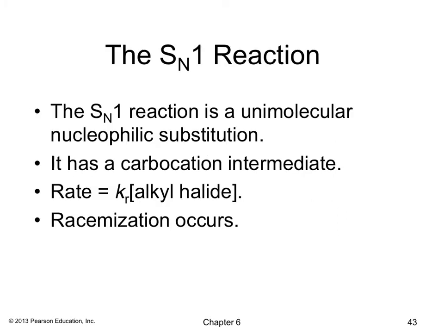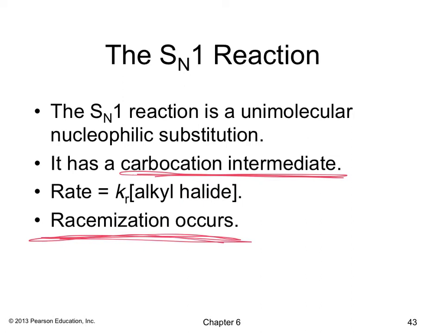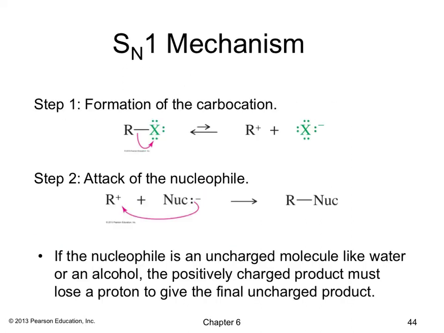In contrast to SN2, as we've discussed, SN1 over here is a unimolecular nucleophilic substitution. As a result, its rate is just dependent on the k, or the rate constant, as well as just the concentration of the alkyl halide. It undergoes a carbocation intermediate, something that is crucial, that is very different from SN2 reaction. And as a result of the fact that it undergoes carbocation intermediates, racemization occurs.